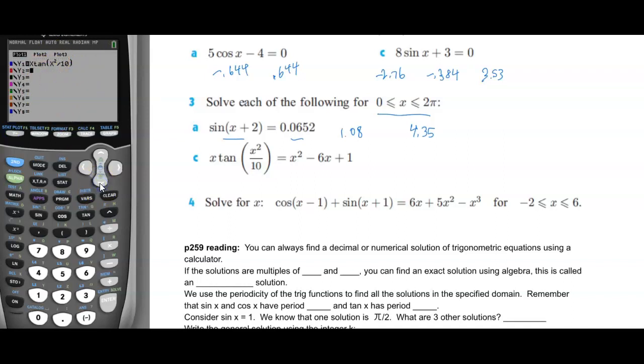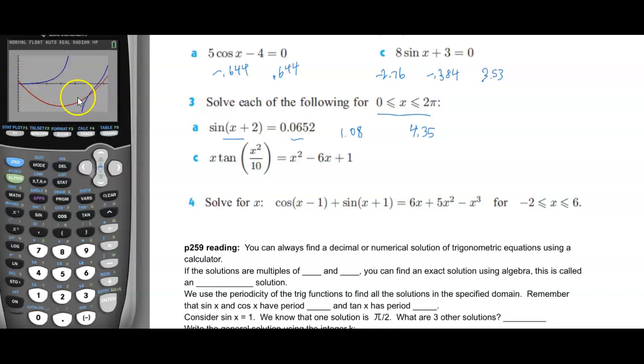For y2, I'm going to put the right-hand side. The right-hand side is x squared minus 6x plus 1. What kind of function is that? Yeah, it's a parabola. Plus 1. Okay, and then my window, luckily, is still 0 to 2 pi, so I don't need to adjust that. Oh, interesting.